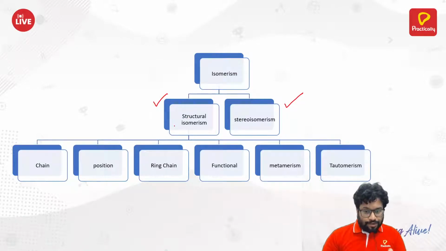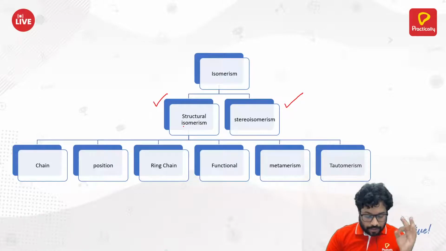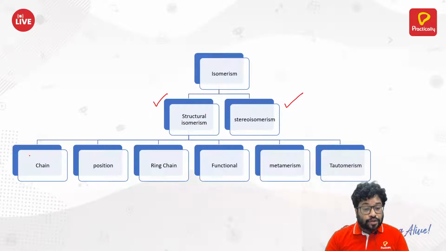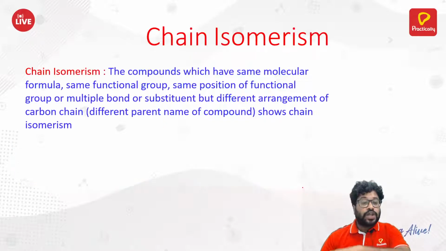Whatever types you are seeing right now, these are the types of structural isomerism: chain isomerism, position isomerism, ring chain isomerism, functional isomerism, metamerism, and tautomerism. We're going to see each one of them one by one. So, moving ahead, the very first is chain isomerism.